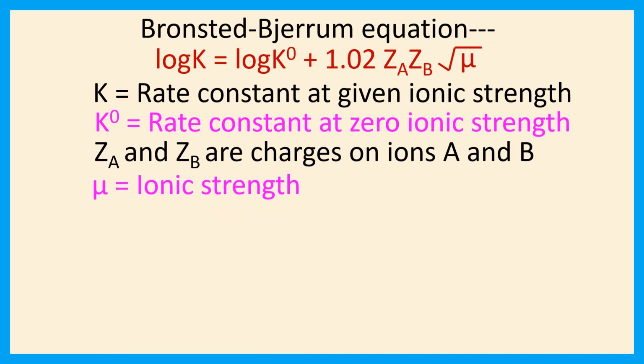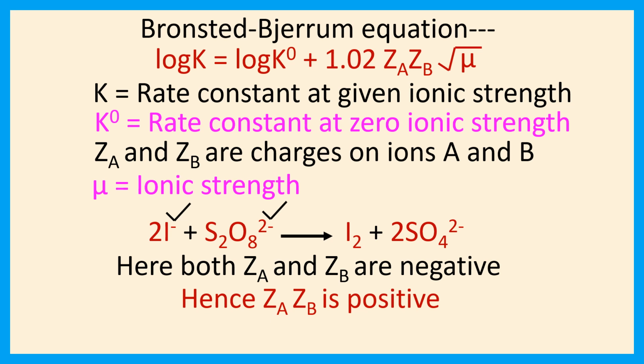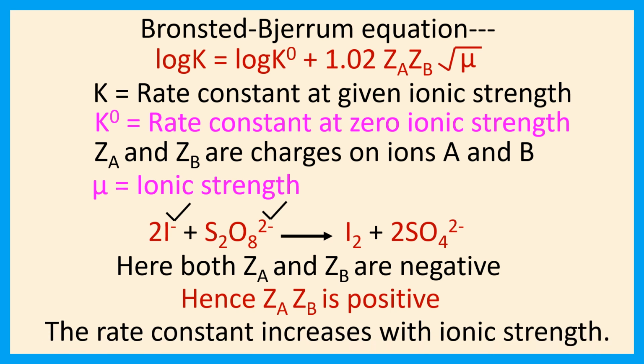Our given reaction is 2I⁻ + S₂O₈²⁻ → I₂ + 2SO₄²⁻. Here both ZA and ZB are negative. Hence, ZA into ZB is positive. Therefore, the rate constant increases with ionic strength.